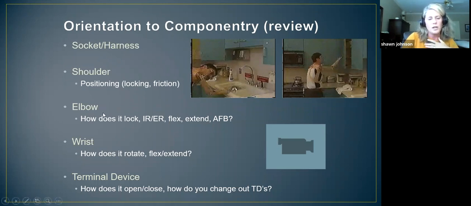So in an elbow situation, how does it lock? How do you internally and externally rotate it? How do you flex and extend it? Is there a lift assist? Automatic forearm balance? How does a wrist rotate? Does it flex and extend also? How does it open and close? And how do you change out terminal devices? Please yell at me if this video does not play.